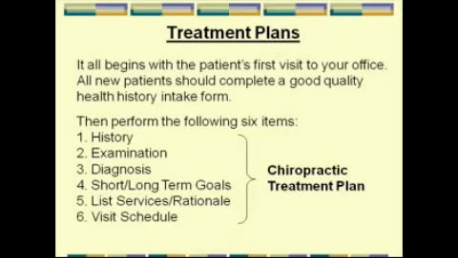So after all the forms are filled out, now we're going to have these 6 items that should be performed on the first visit, and that's the history, exam, diagnosis, short and long-term goals, list of services to be rendered, and the clinical rationale as to why, and the visit schedule.